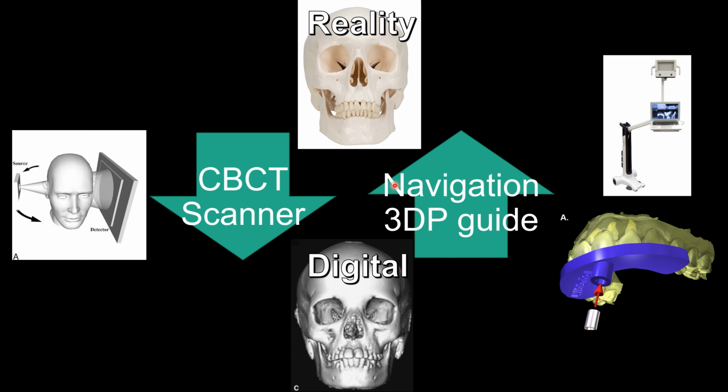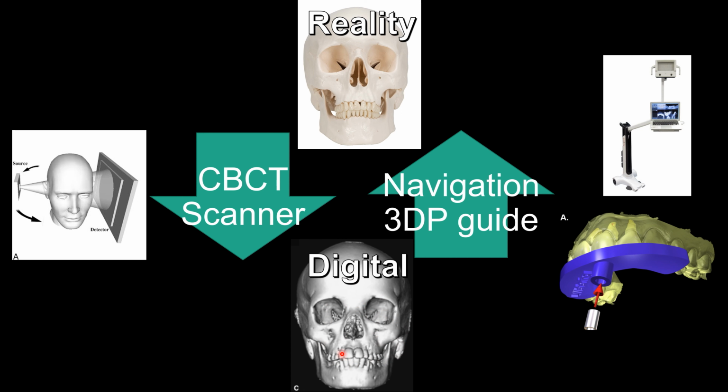So how do dynamic and static navigation work in endodontics? In reality, we have the bone, the tooth, and the root canal, and we use the CBCT and the oral scanner to take this kind of image into the digital world.